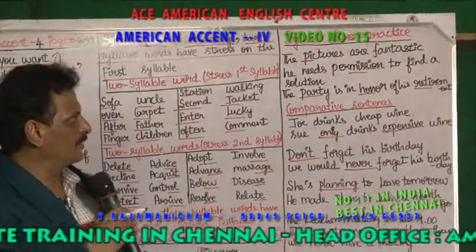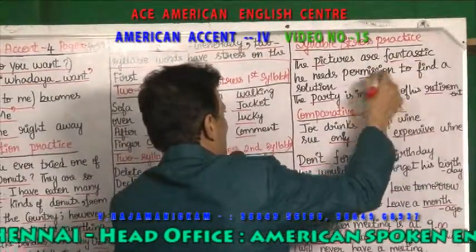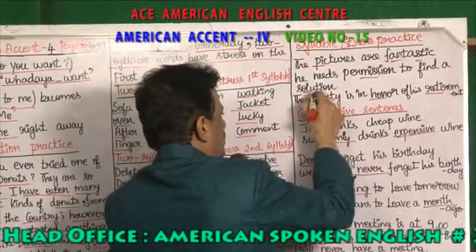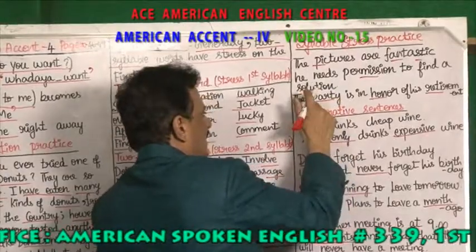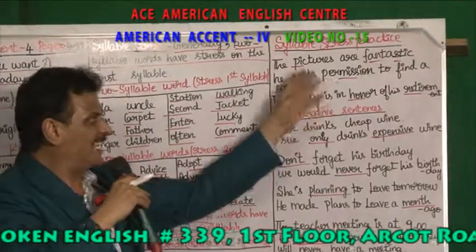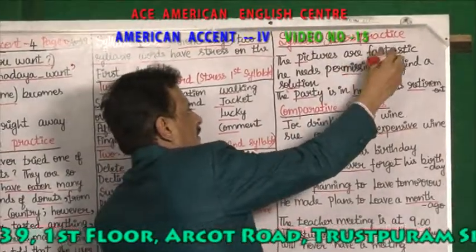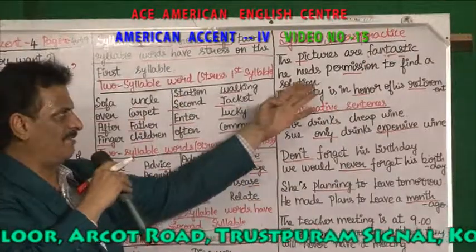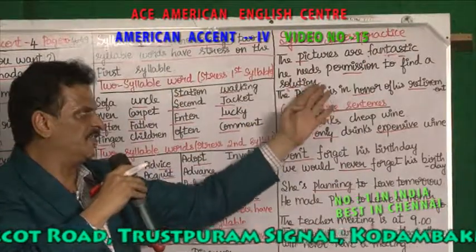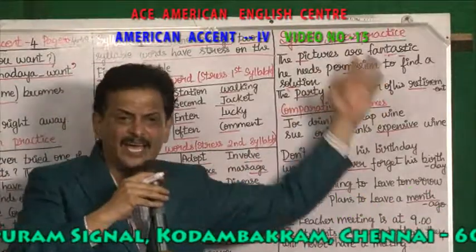So all you have to go for is stressing the syllable. Say fantastic. He needs permission to find a solution. Solution is three syllables, so you have to stress the second one. Solution. The pictures are fantastic. You need permission to find a solution. The party is in honor of his retirement.